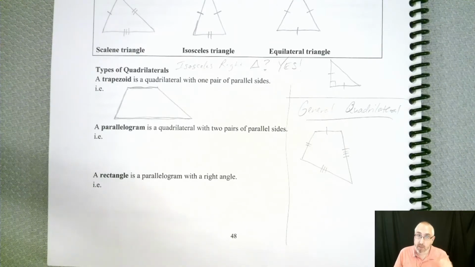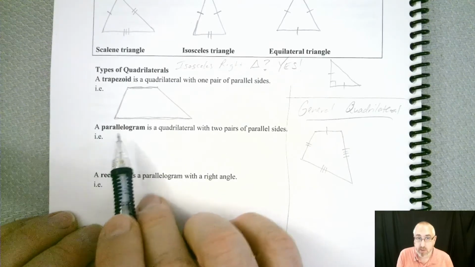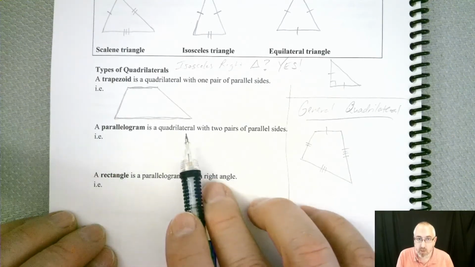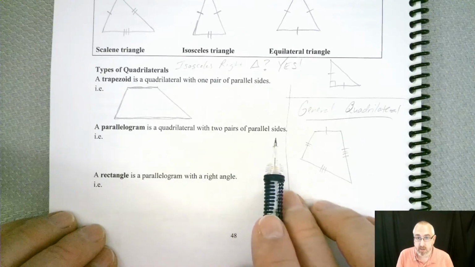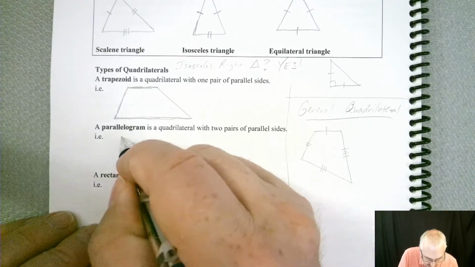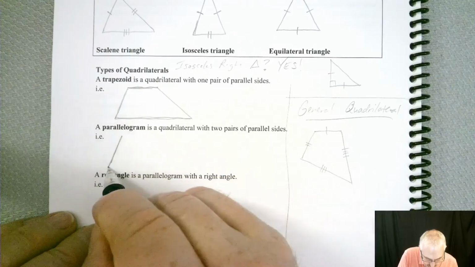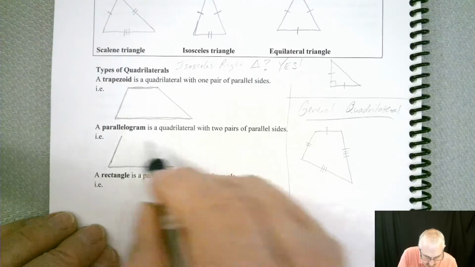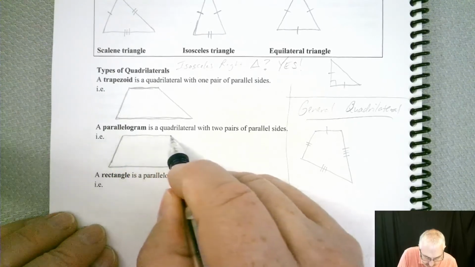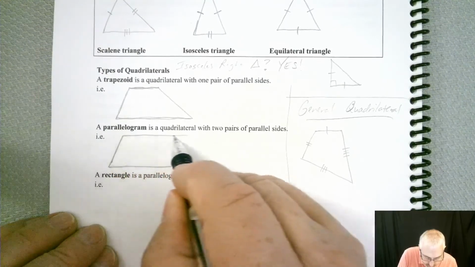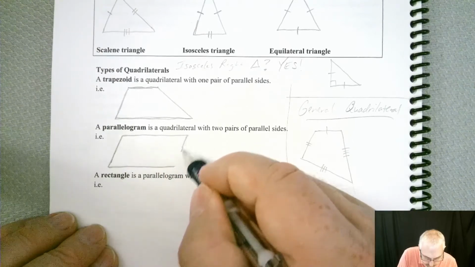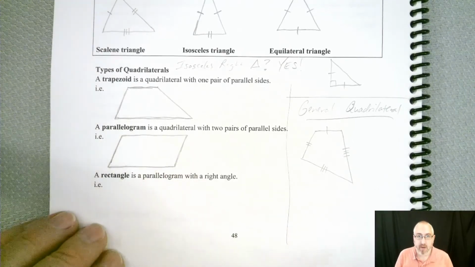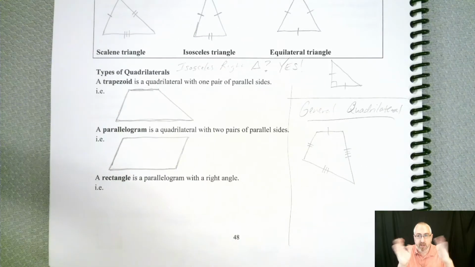Now, if we put a little bit more structure to a trapezoid, then we're going to get the next quadrilateral, which is a parallelogram. So now a parallelogram is a quadrilateral with two pairs of parallel sides. So if we had that same starting point like this, now we're going to have a pair of parallel sides. And then you got the sides like that.